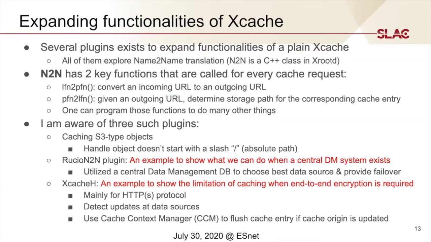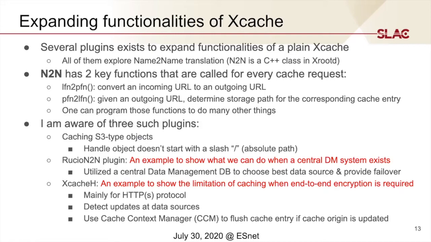Expanding the functionality of Xcache. I think so far I have seen that there are several plugins that exist to expand the functionality of a simple Xcache. All of them exploit something called the name-to-name translation. The name-to-name is actually a C++ class in Xrootd. It has two key functions that are called every time a cache request comes in. One is the LFN, logical file name, to PFN, physical file name, which essentially converts an incoming URL to an outgoing URL.